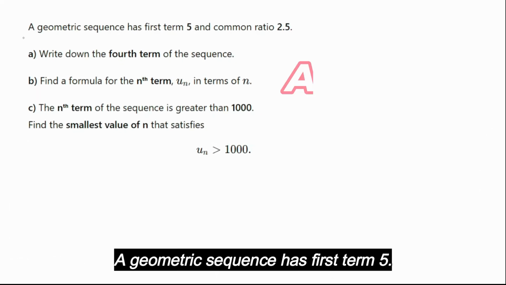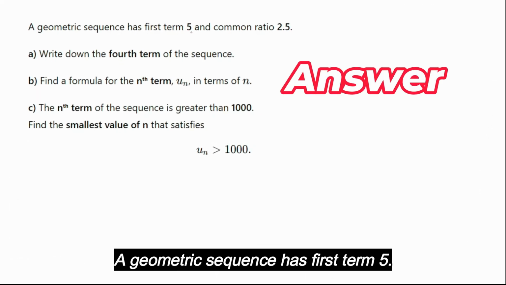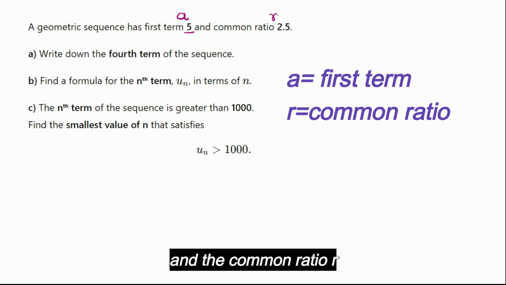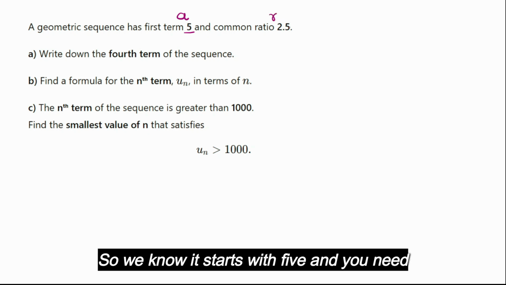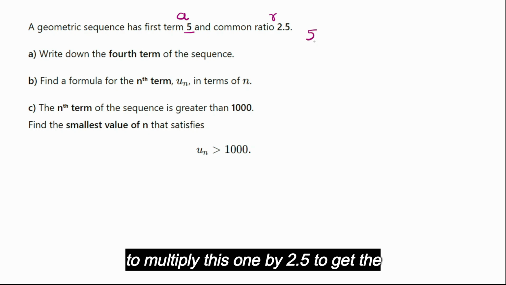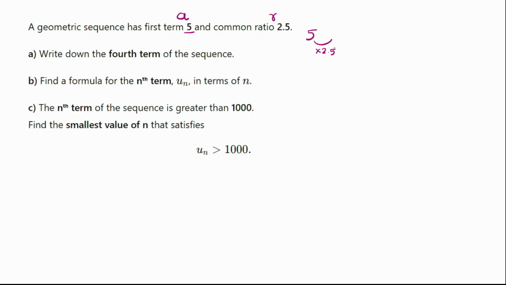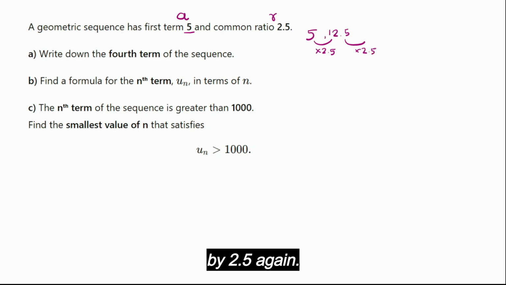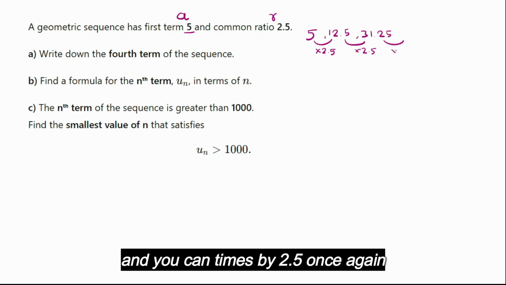So here's the answer. A geometric sequence has first term 5. We know A is the symbol that we normally use for the first term, and the common ratio R is 2.5. So it starts with 5, and you need to multiply this by 2.5 to get the next term. Let's write a couple of terms to show this. 5 times 2.5 is 12.5. That's the second term. Third term, you multiply by 2.5 again, so you get 31.25, and you can times by 2.5 once again.